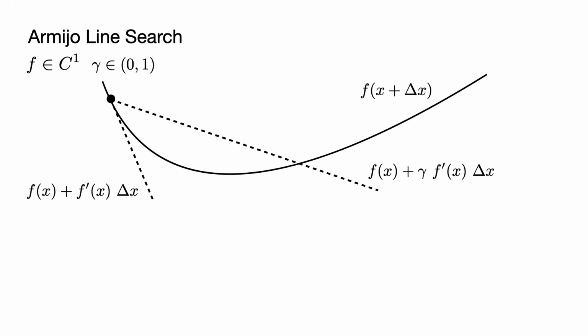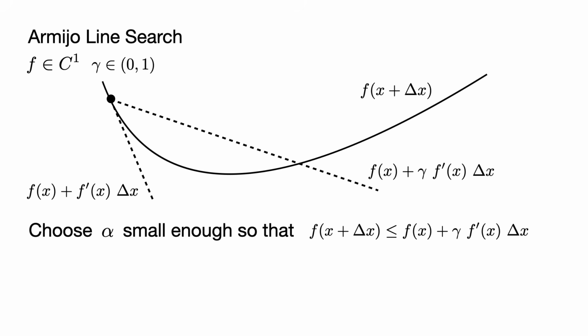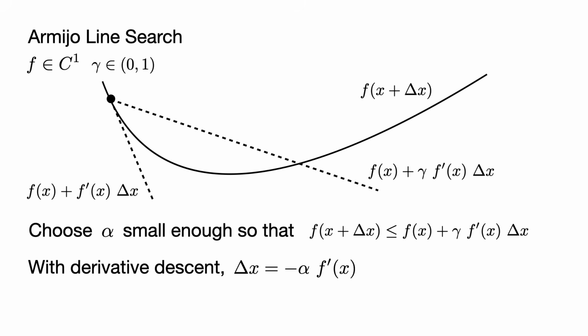We figure out the delta x where the function f of x plus delta x is less than this upper line, f of x plus gamma f prime of x delta x. So we choose alpha small enough so that f of x plus delta x is less than or equal to f of x plus gamma times f prime of x delta x. With derivative descent, delta x is equal to negative alpha times f prime of x. And so this becomes our condition for our Armijo line search.